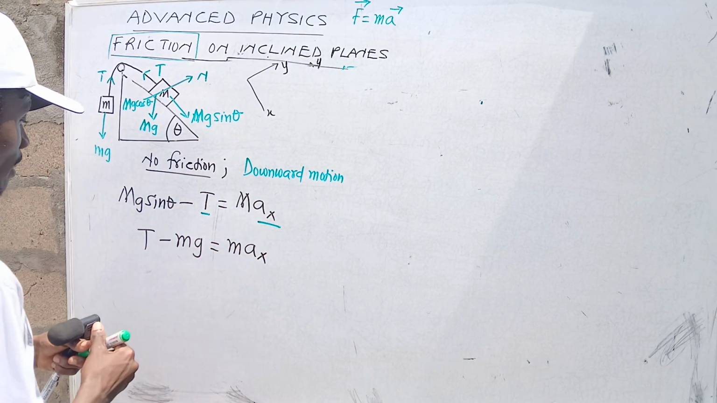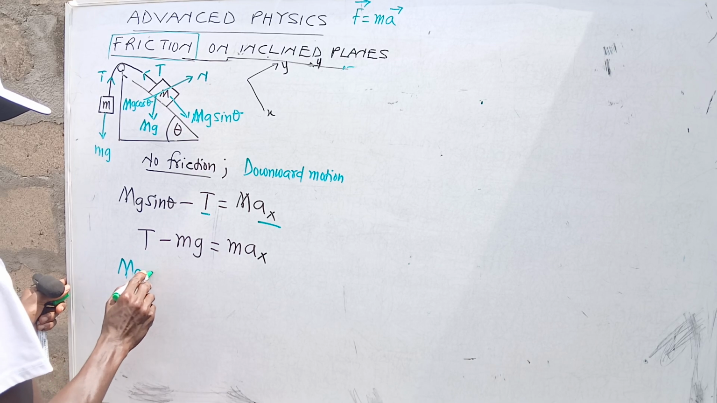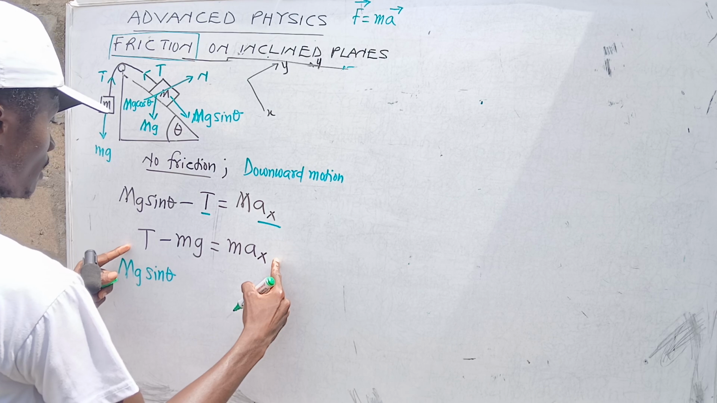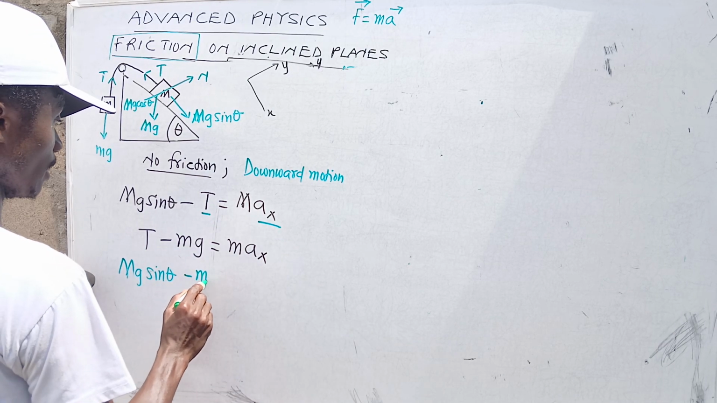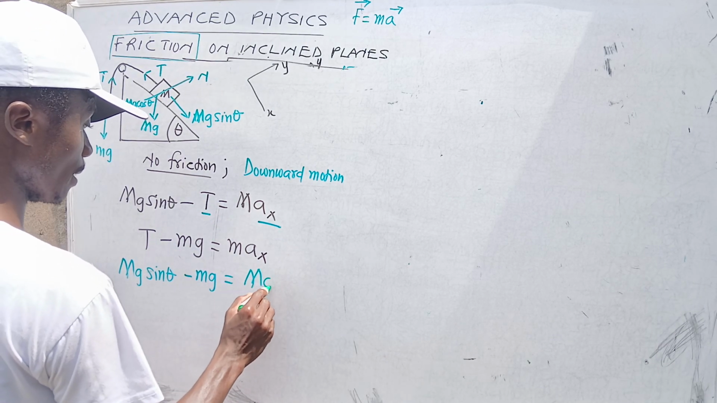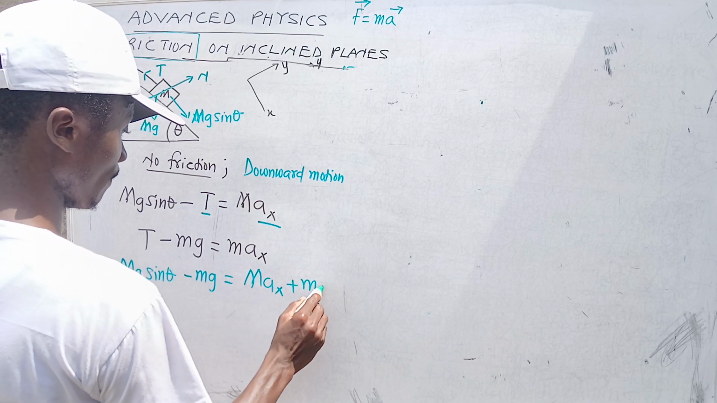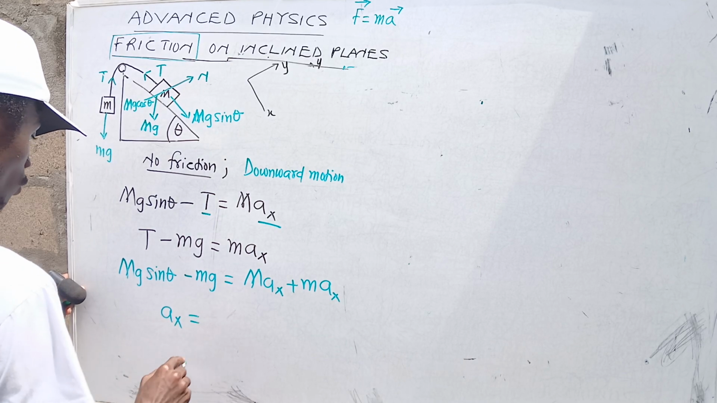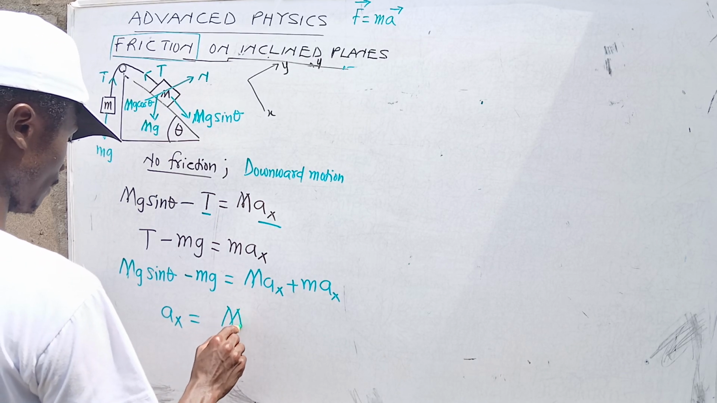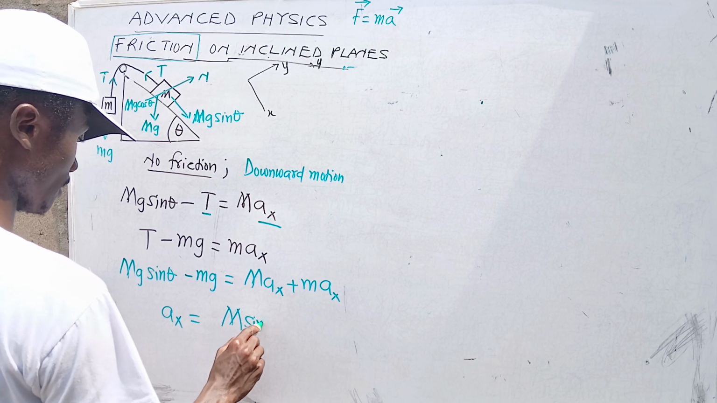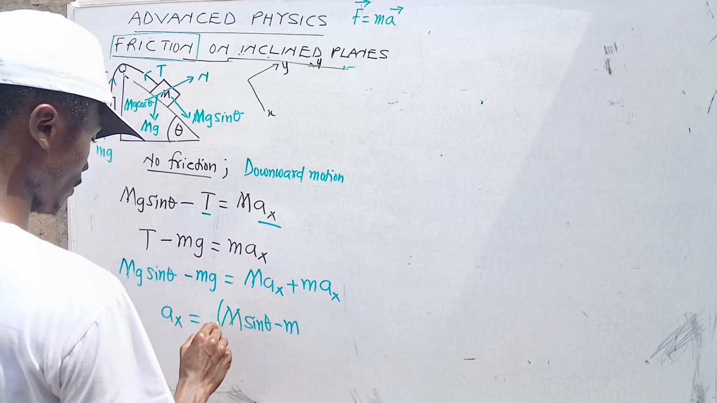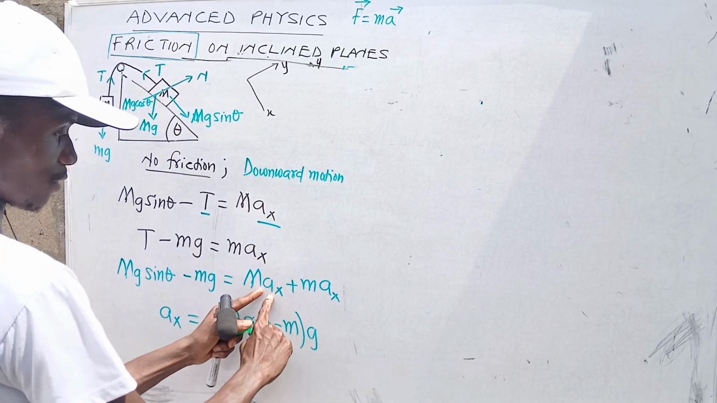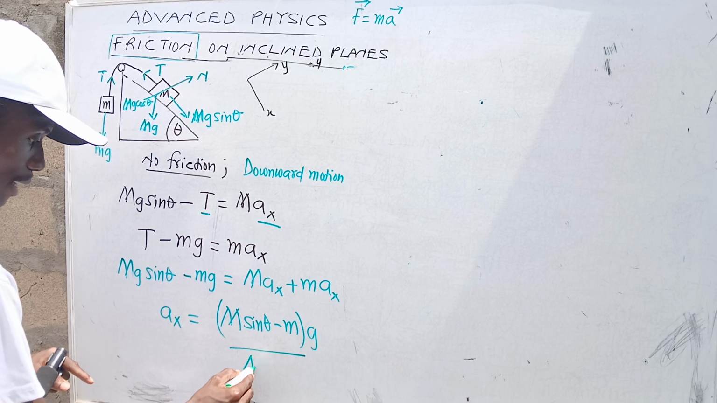If we add the two equations, we have Mg sine theta, so this equation plus that, T will vanish. So Mg sine theta minus mg is equal to capital M ax plus small m ax. And you are getting ax to be equal to capital M sine theta minus small m, both times g. I mean the manipulation of this. And then when you factorize ax out, you have to divide the whole thing by M plus m.